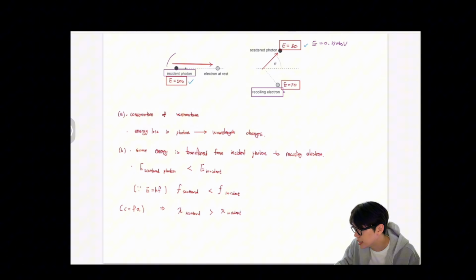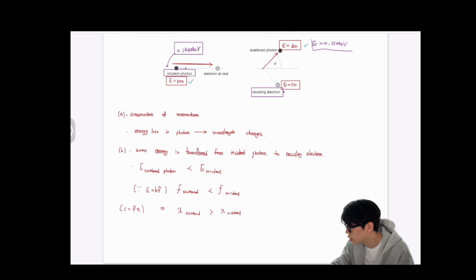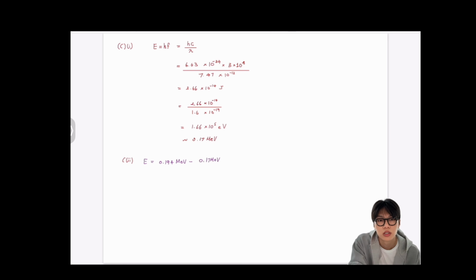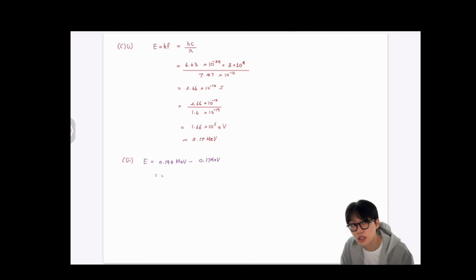However, the incident photon's energy is given in the question, which is 0.194 MeV. Okay, so then the recoiling electron's energy is this number, 0.194 MeV minus 0.17 MeV, which is equal to 0.028 MeV as the answer.